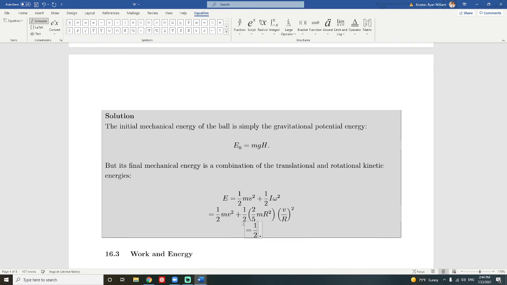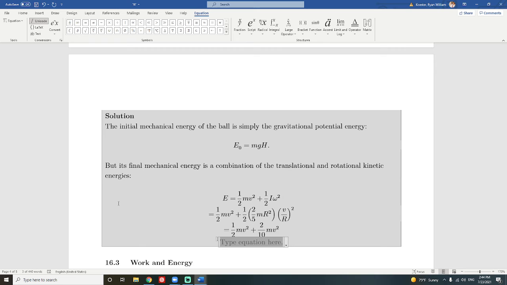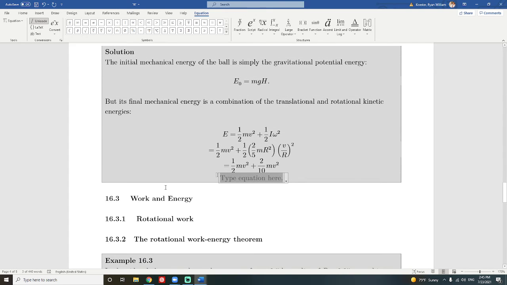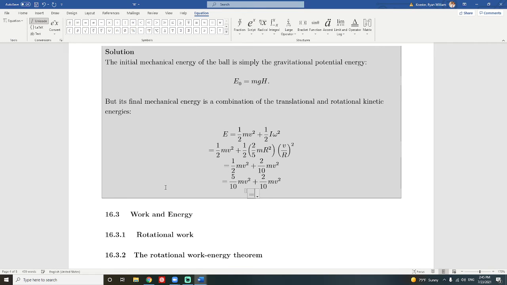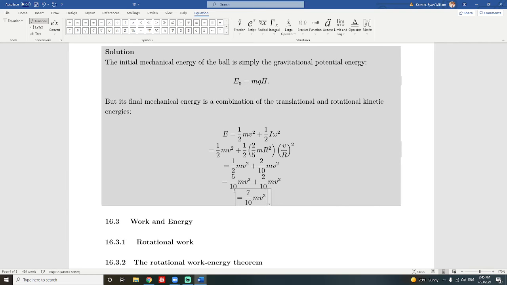So then we have 1/2 mv squared. We see that in the second term, the r squared should cancel out, right? And so we wind up with plus 2/10 mv squared. And then we can finally go through, well, not finally, because we're not done with the problem yet, but we can combine these. We can say, well, 1/2 is just 5/10, plus 2/10. And so this is 7/10 mv squared for our final mechanical energy. Okay.